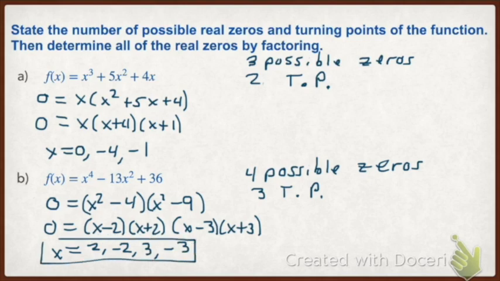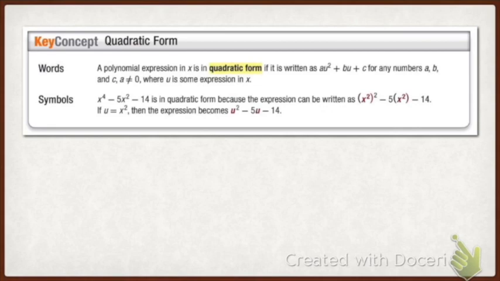We have 4 real zeros. This is a power of 4. This will somewhat resemble, for end behavior, the quadratic function. And since we do have 4 zeros, we would have 3 turning points. We'll see that as we go through. All right, so quadratic form.